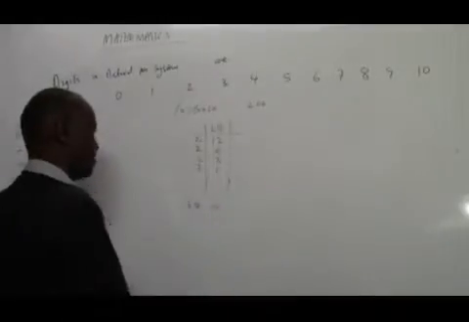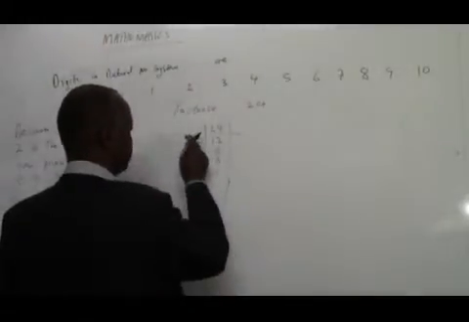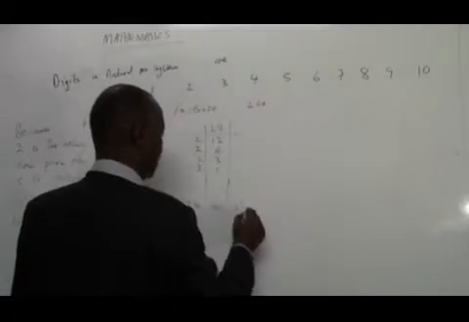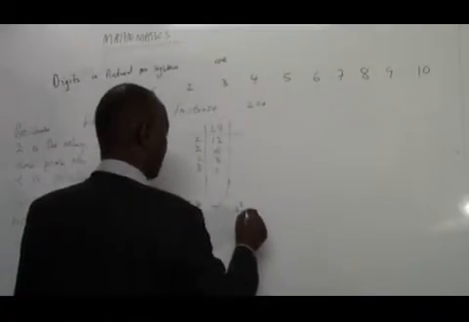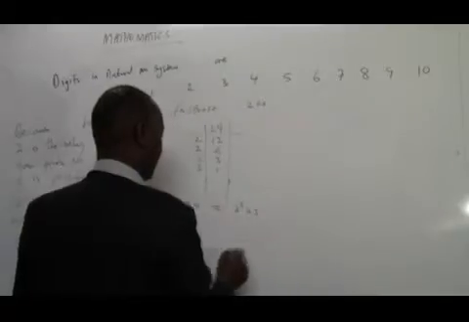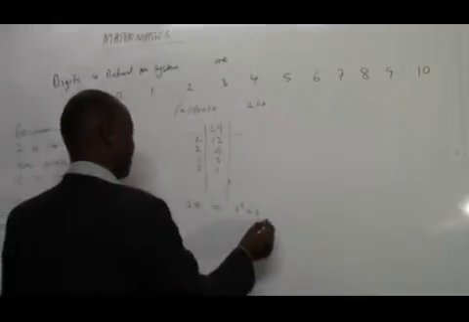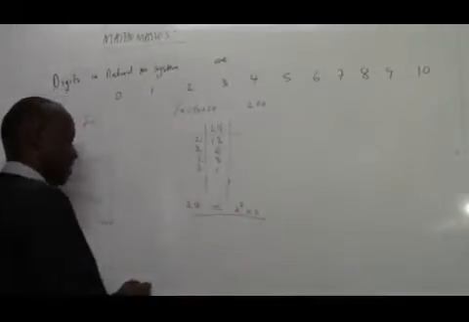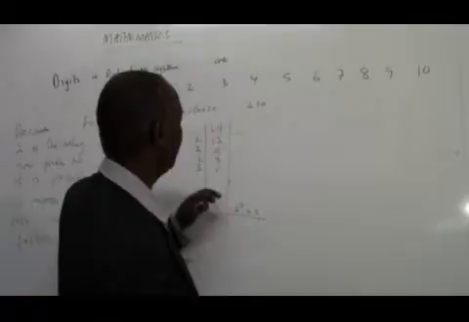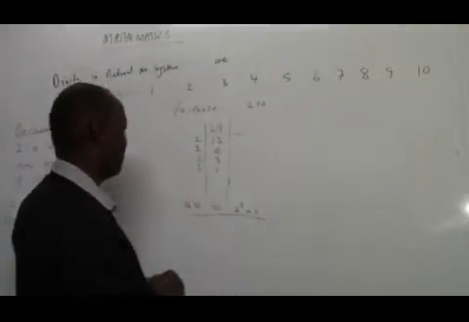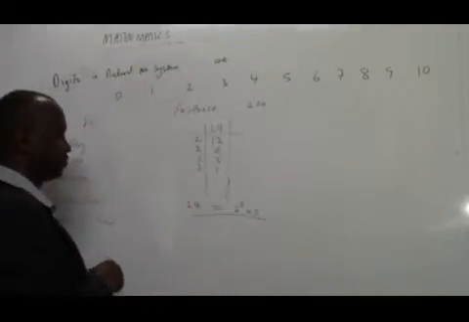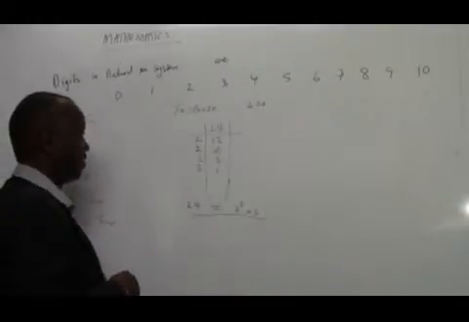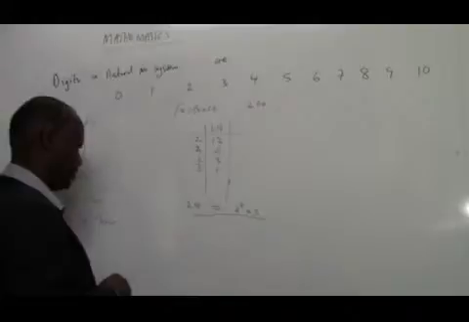In terms of its factors, we have 2 to the power of 3 times 3. So that's how you give factors of 20. That is how you factorize. You factorize in terms of prime factors. So that's a very important concept of prime factor.